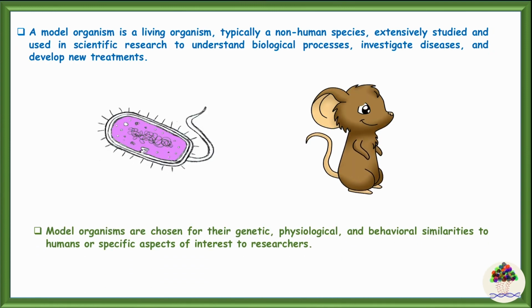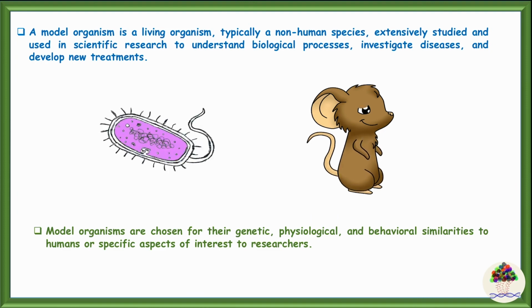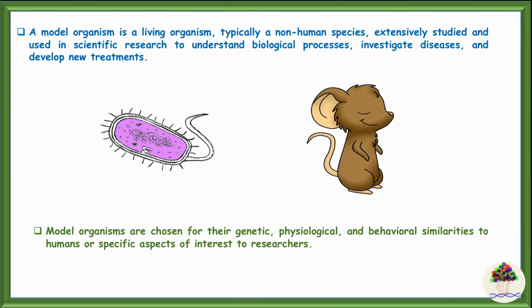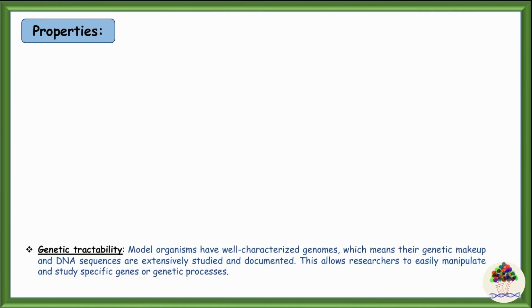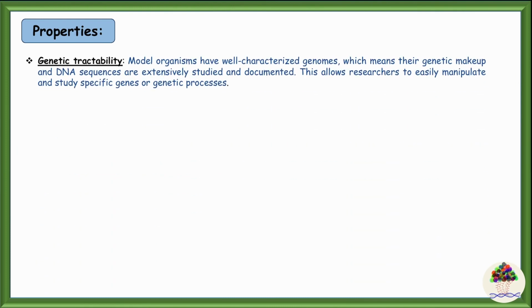Model organisms are chosen for their genetic, physiological and behavioral similarities to humans or specific aspects of interest to researchers. So what are the properties of model organisms? The first one is genetic tractability. Model organisms should have well characterized genomes, which means their genetic makeup and DNA sequences are extensively studied and documented before. This allows researchers to easily manipulate and study specific genes or genetic processes.